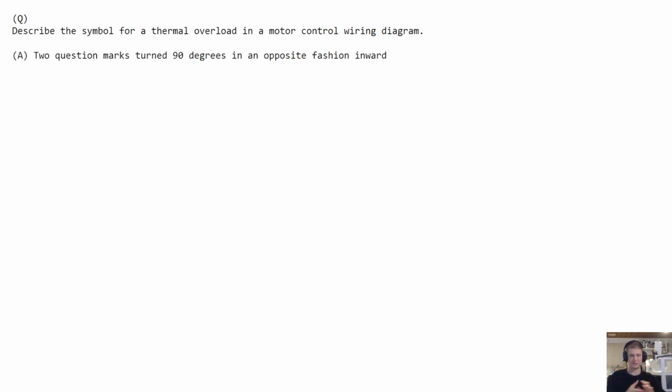But if you want to get really specific, you could say it's 2 question marks turned 90 degrees in an opposite fashion inward. Because if you think about it, you get 2 question marks, and like I was saying, you just turn them inward. I guess it's a simpler kind of way of saying it. Just do 90 degrees, and you take off the dot at the end of the question mark. That looks just like a thermal overload symbol.